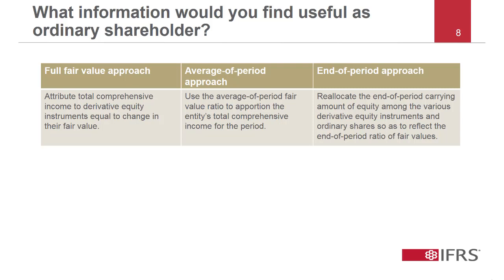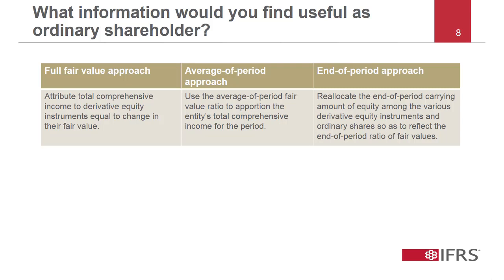This slide shows the summary of the 4 options the board considered. Option 1 attributes total comprehensive income to derivative equity instruments equal to change in its fair value. Option 2 uses the ratio of average fair value of derivative equity instruments and ordinary shares to apportion the entity's total comprehensive income for the period. It would involve dividing total comprehensive income between the derivatives and ordinary shares based on the average fair value of the warrant and ordinary shares during the reporting period.